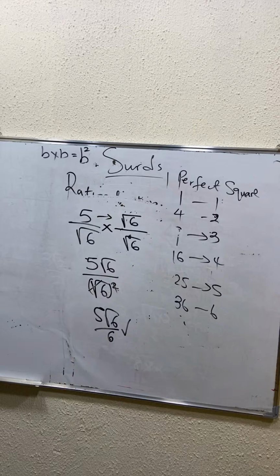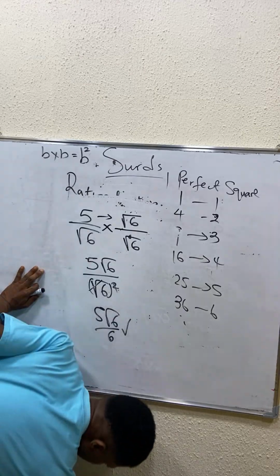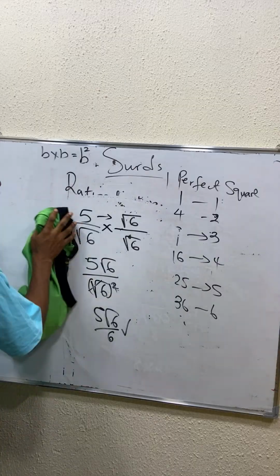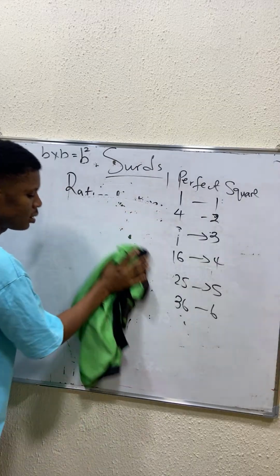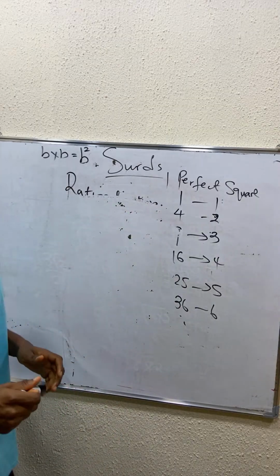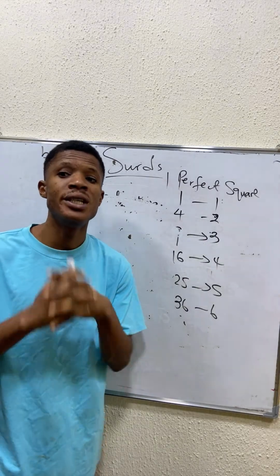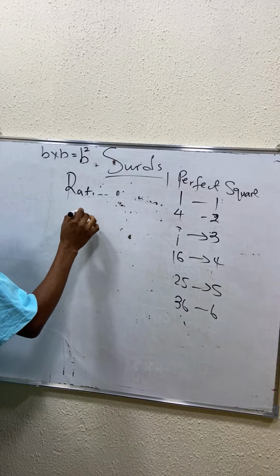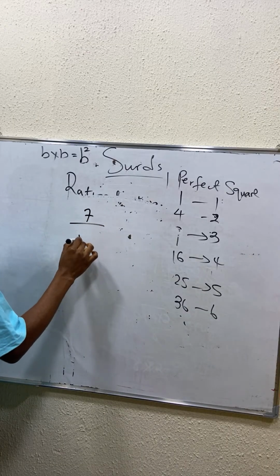Okay, so this is very simple. So we've actually rationalized this sort. Okay, let's look at another simple example. Before, in rationalizing sort, there's a stage that will need the conjugate sort. Okay, let's say we are told to rationalize something like 7 over root 3.